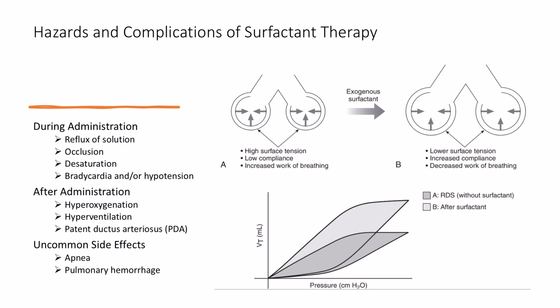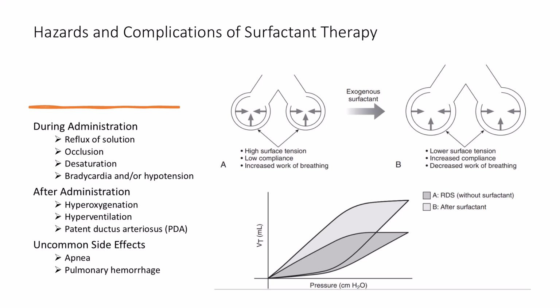Surfactant therapy, while highly effective in treating respiratory distress syndrome in premature infants, is not without potential hazards and complications. One of the primary risks associated with surfactant administration is the procedure itself, which involves endotracheal instillation. This requires the insertion of an endotracheal tube into the infant's trachea, a process that can be technically challenging and carries risks such as trauma to the airway, bleeding, or accidental misplacement of the tube. Improper placement can lead to uneven distribution of the surfactant, reducing its effectiveness, or causing complications like pneumothorax.